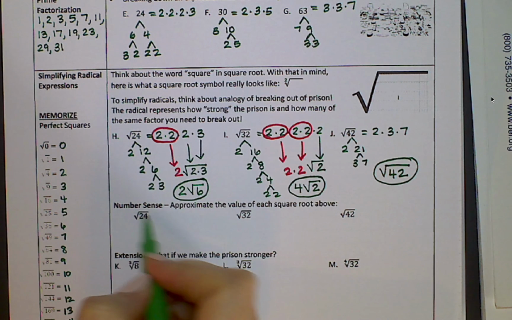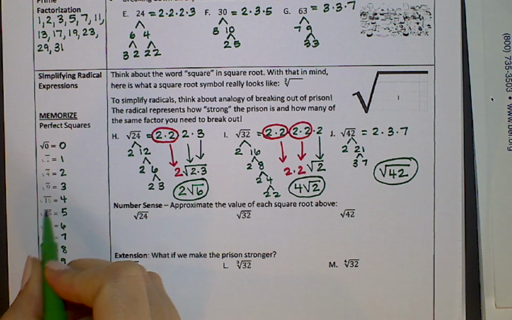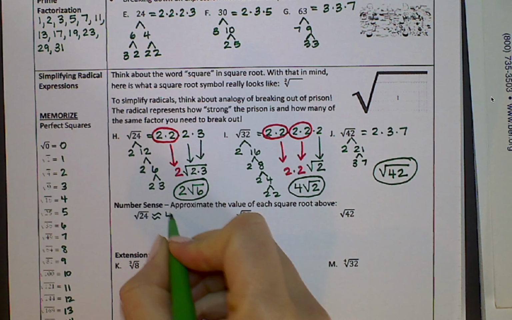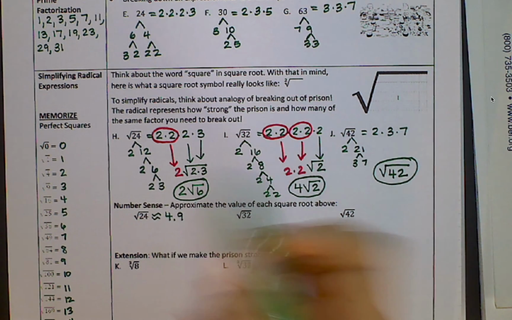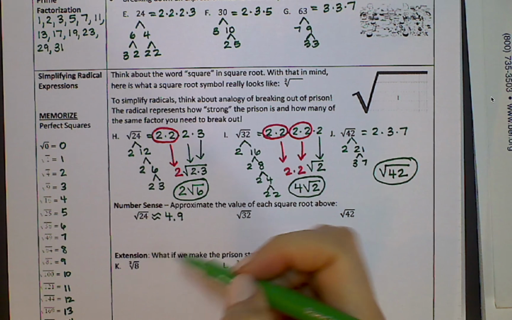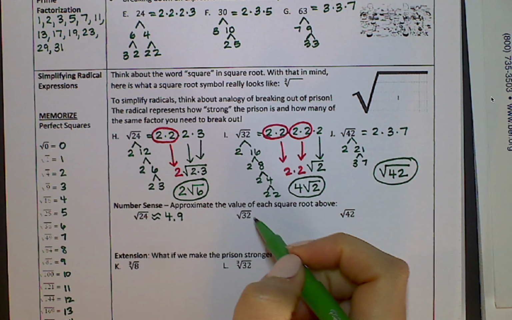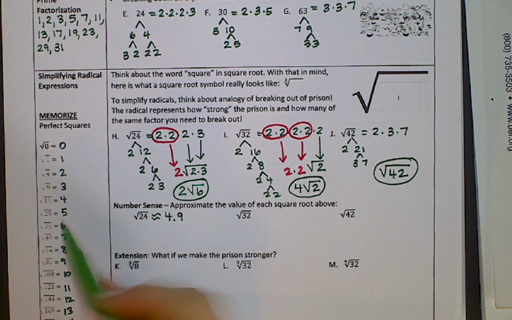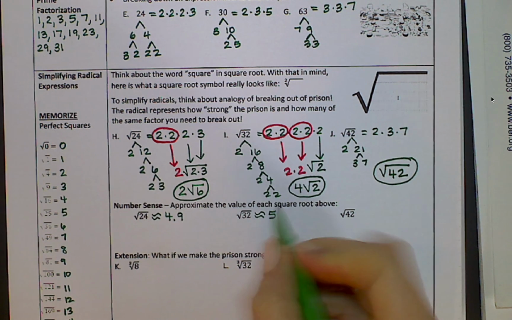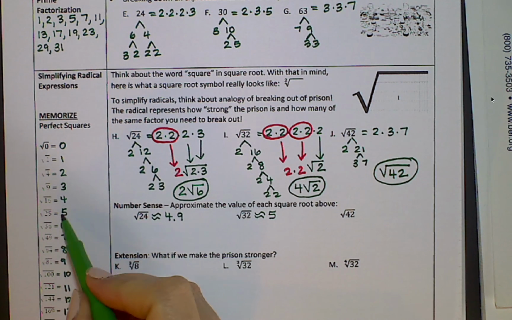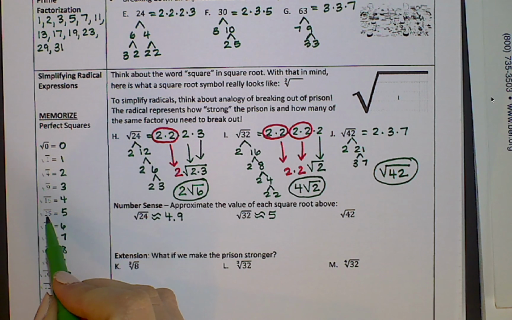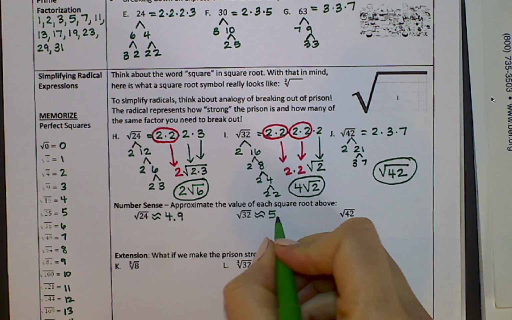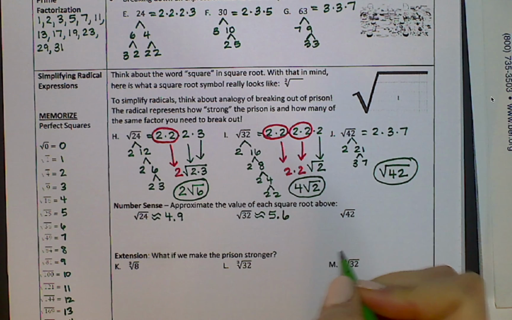So for instance, radical 24 is right underneath radical 25, and the square root of 25 is 5. So this one is somewhere between 4 and 5, but since it's closer to 25, it's around 4.9. The square root of 32 is in between 25 and 36, so it's probably 5 point something. If we look at 32, 25 and 32 are 7 away from each other. 32 and 36 are 4 away from each other, so it's probably closer to 6, so maybe about 5.6.